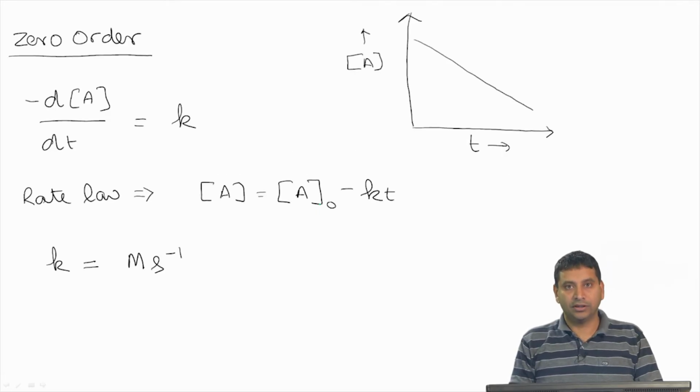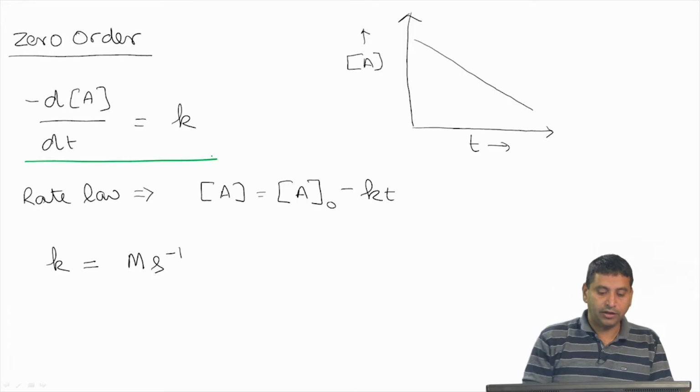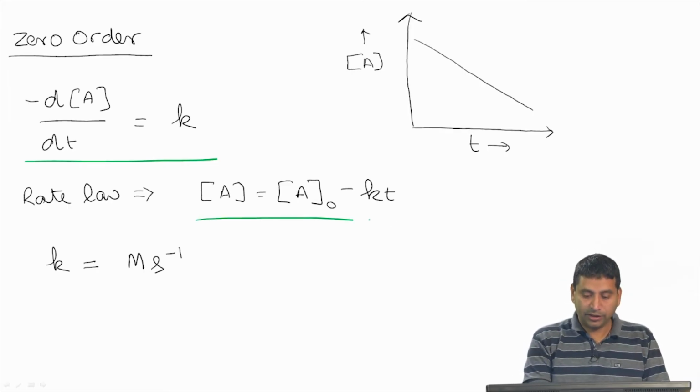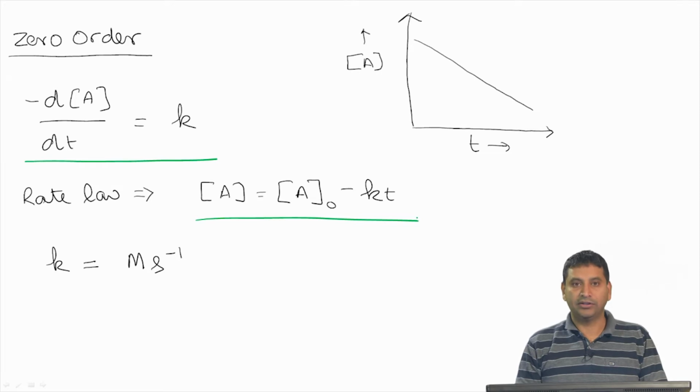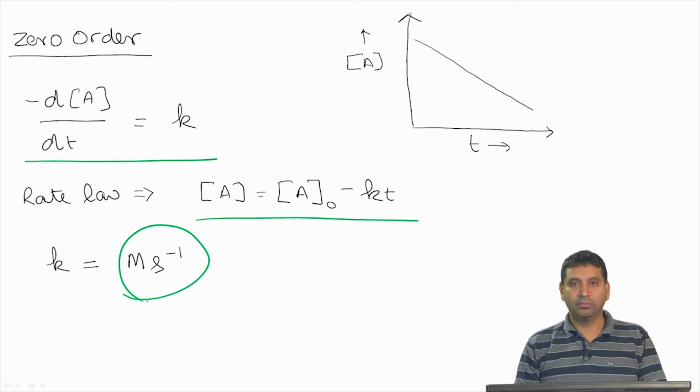The first major reaction that we should look at is a zero order reaction. The rate of the reaction does not depend on the concentration of the starting material. Therefore, dA/dt equals a constant, which is the rate constant K, and the rate law is A = A naught minus Kt, and the unit of the zero order rate constant is molar per second. If you plot the concentration of the starting material versus time, you get a straight line, as shown here.